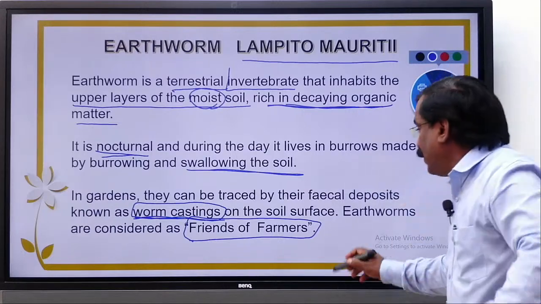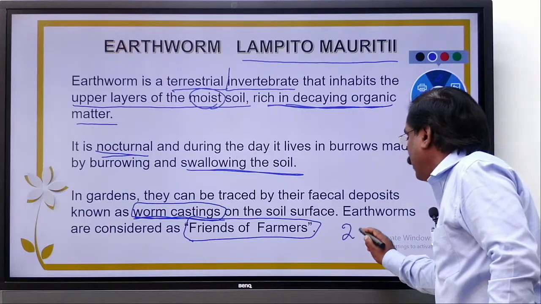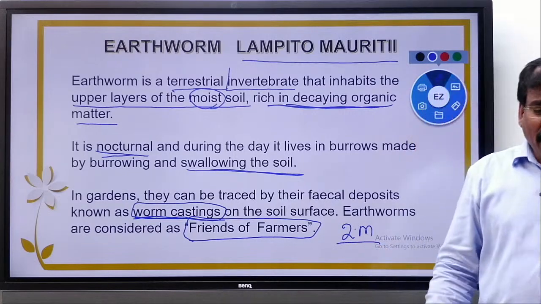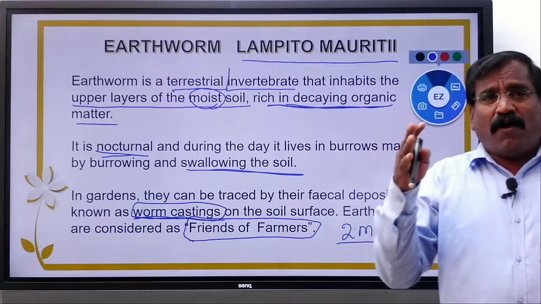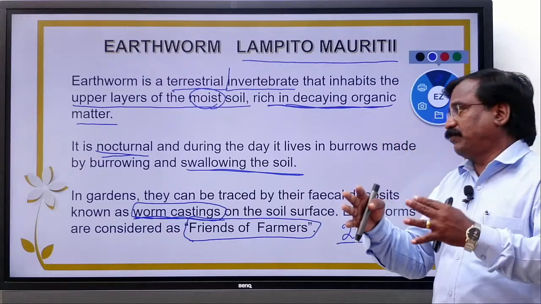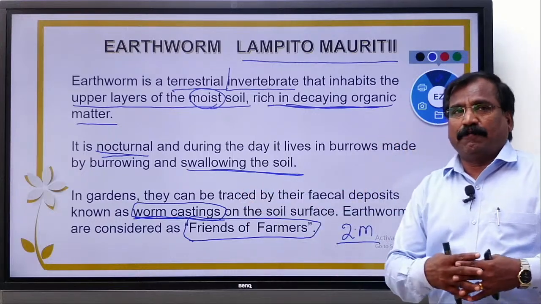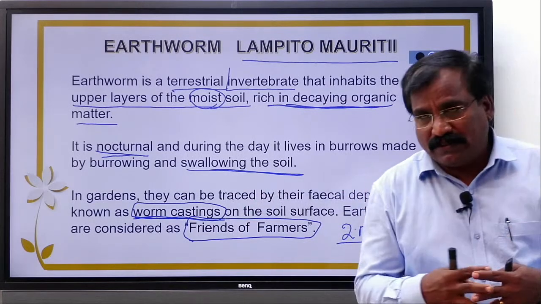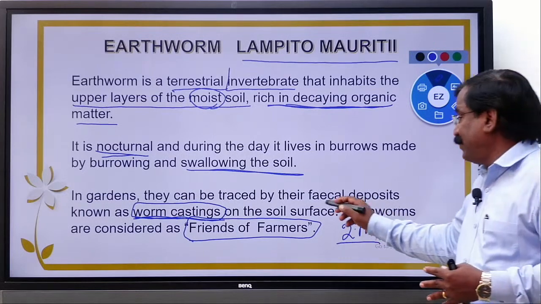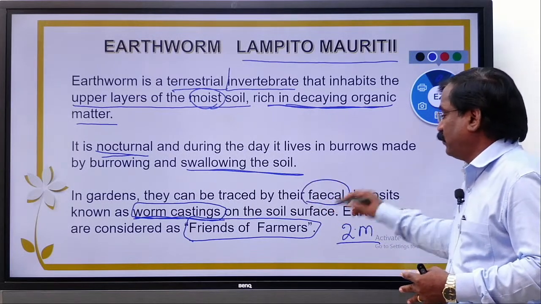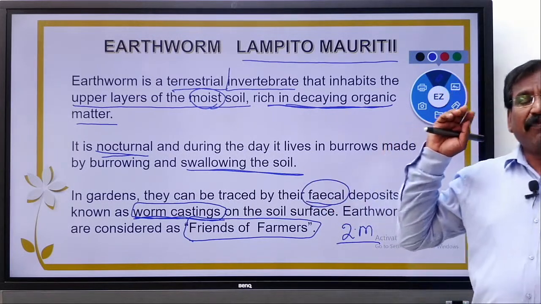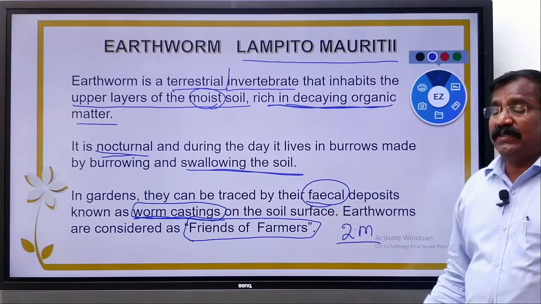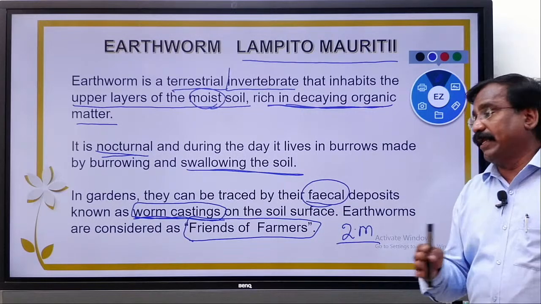This is a 2 marks question, very important, most frequently asked. All take down: Why is the earthworm called the farmers' friend? This is the answer. The fecal deposits and digested waste, feces meaning waste, are known as worm castings that enrich the soil fertility.